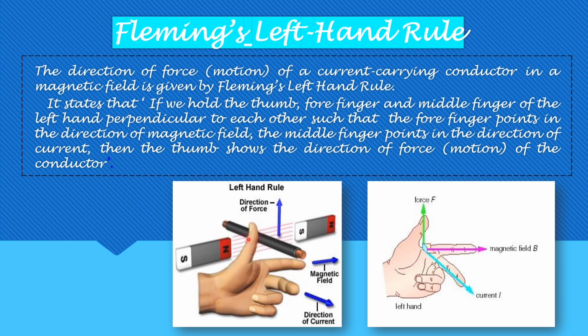Here this is the conductor and this will be the direction of motion of the conductor. And this forefinger always points in the direction of the magnetic field, and the middle finger points in the direction of the current. These fingers are all perpendicular to each other. So please note, this is the direction of force, this is the direction of the magnetic field, that is B, and this is the direction of current denoted as I. So let's have the left hand example.